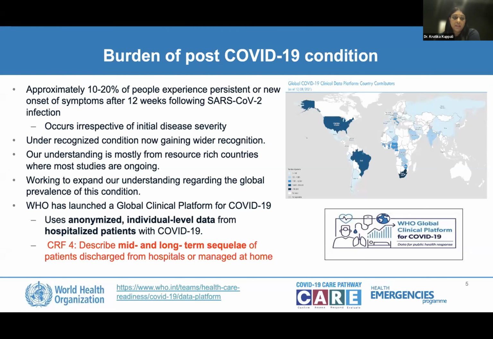And now we're building on that, and we've developed our CRF4 to try and learn more about patients who have post-COVID-19 condition. And this is aimed at describing mid and long-term sequelae of patients discharged from hospitals and managed at home. And as you can see there on the bottom of the slide, there's a link to that clinical platform.